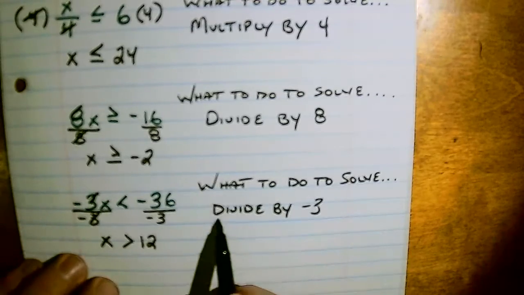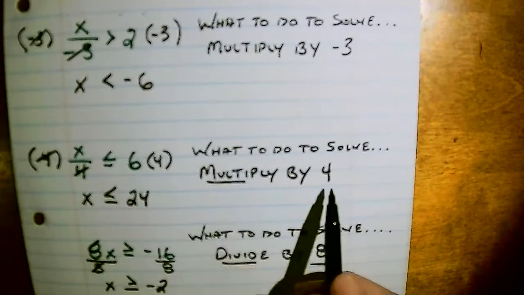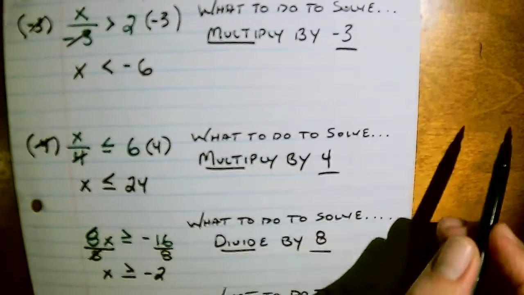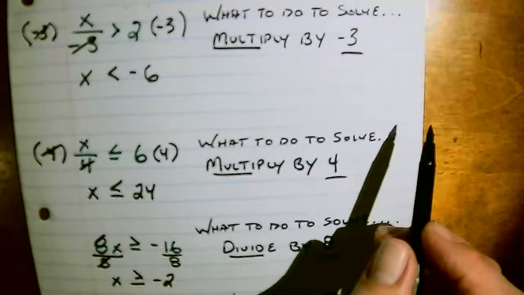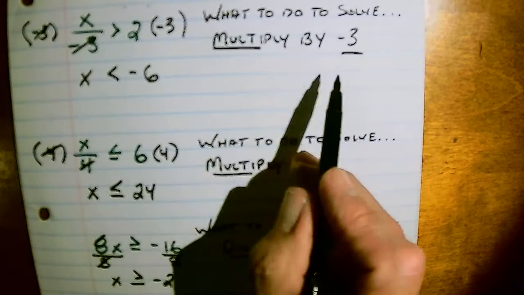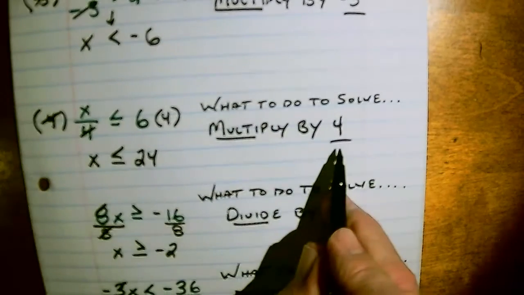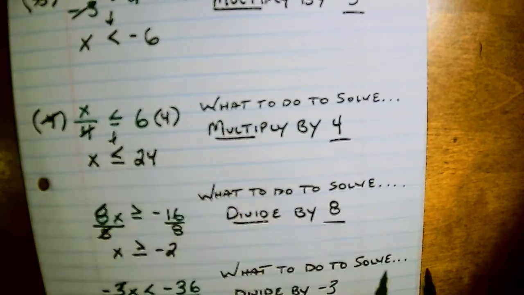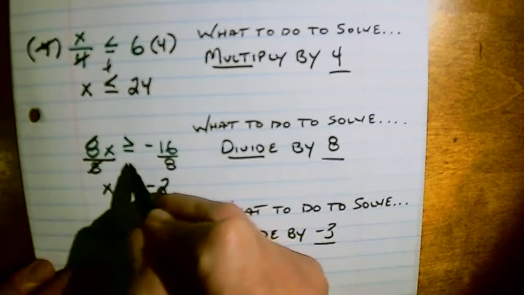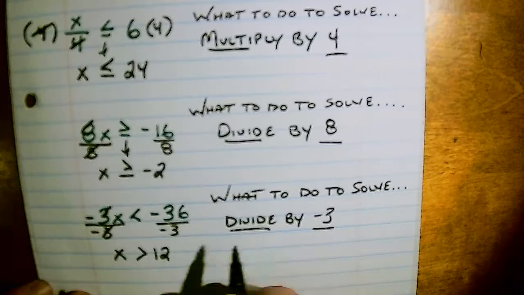So the combination of these things, multiplying or dividing, and whether you're doing it by a negative or a positive number, indicates whether or not the sign has to flip. If you're multiplying or dividing by a negative number, the sign changes direction. By a positive number, the sign does not change direction. By a negative number, the sign does change direction.